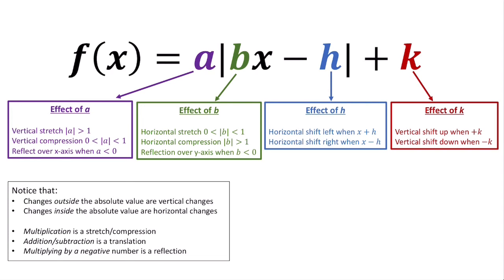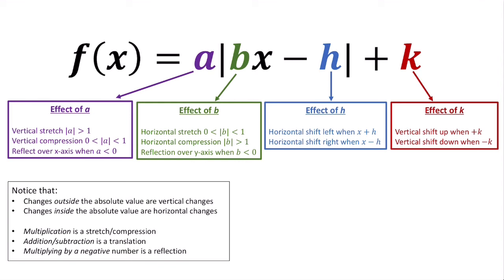Okay, b is a value that's inside our absolute value. Any value inside is going to be a horizontal change. The thing with horizontal changes is they kind of do the opposite of what we think. If b is between 0 and 1, it's actually going to be horizontally stretched, which makes our graph wider. If b is bigger than 1, it's going to be a horizontal compression, which makes our graph narrower. It'll be a reflection over the y-axis when b is less than 0.